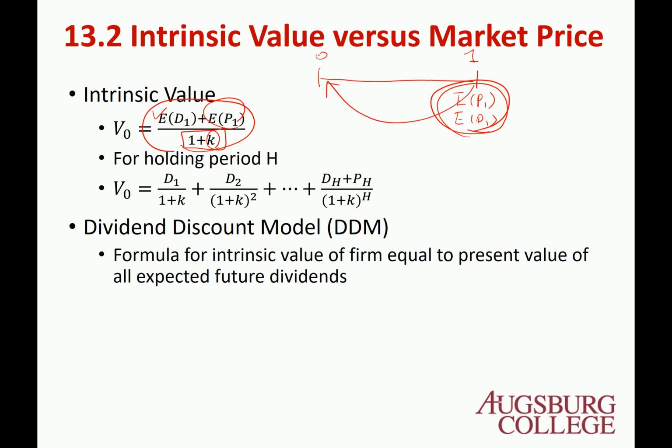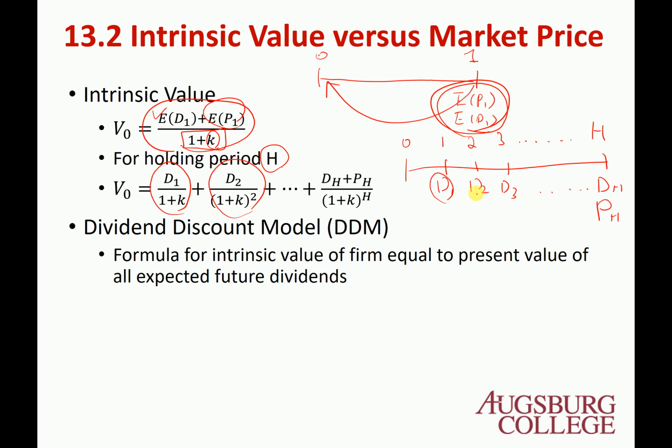That's the one-period problem. From this one-period problem, if your holding period is h, so now today and period 1, period 2, period 3, up to h, then you have dividend 1 here, and dividend 2, dividend 3, up to dividend h. And then when you sell in period h, you receive the price as of h. Then this is the present value of dividend 1, this is the present value of dividend 2, dividend 3, up to the final one, dividend h plus the price h, divided by 1 plus k to the power h.